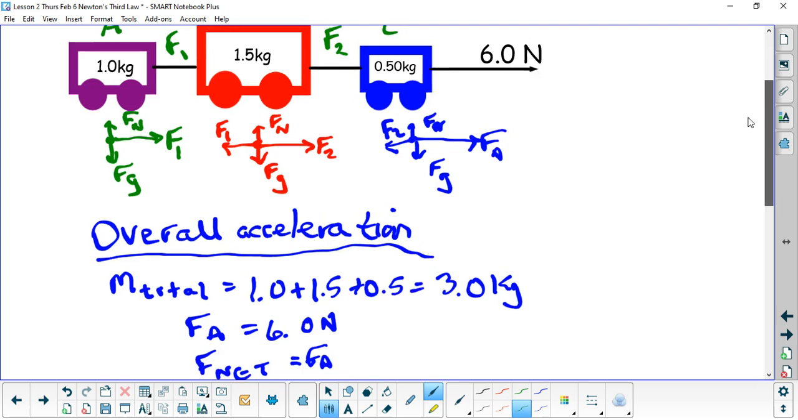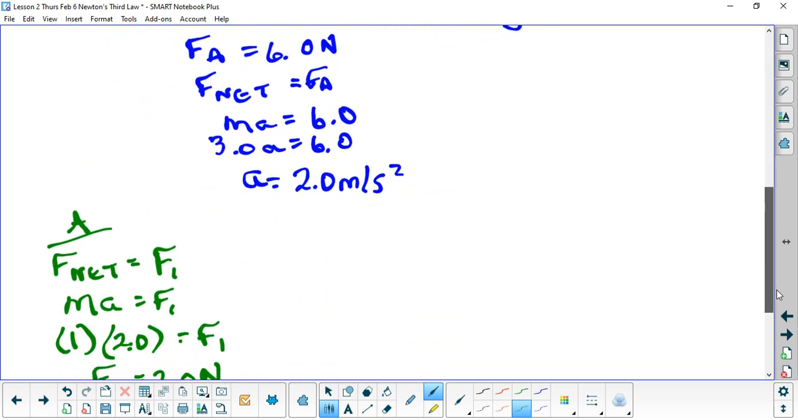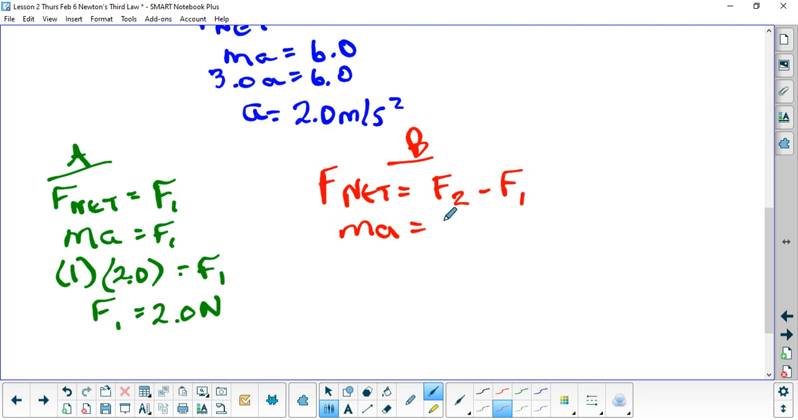If we look at object B in this, it has F1 slowing it down and F2 pulling it forward. And I can now just write its net force statement. Its net force statement being that the net force moving it forwards is equal to F2 minus F1 in this case. So its mass times acceleration is going to be F2 minus F1. I know its mass, and it's just the mass of this cart, not the whole thing, because I'm looking at the individual cart only. I'm considering it as an individual object. It has 1.5 as a mass, and 2 is its acceleration.